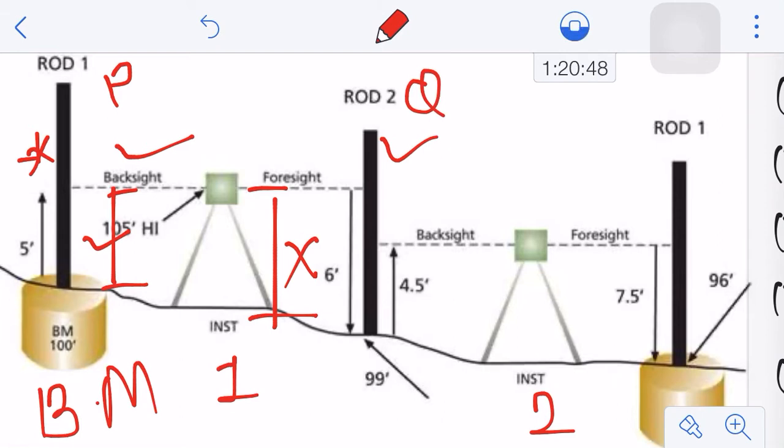What you need to do, your level is set up now between this point P and point Q, as you can see here in this figure, and the elevation of which is to be ascertained by your direct leveling, right? First, you will take your first reading, that is your backside, by holding your leveling staff at the benchmark. So you will get your height of instrument first.